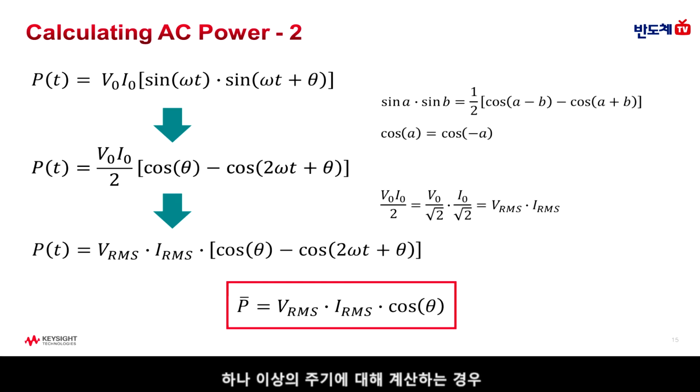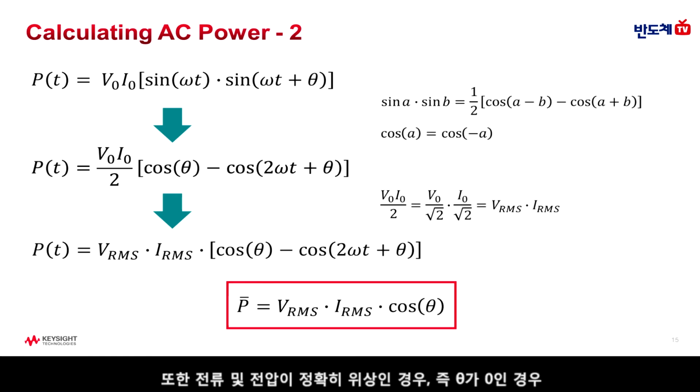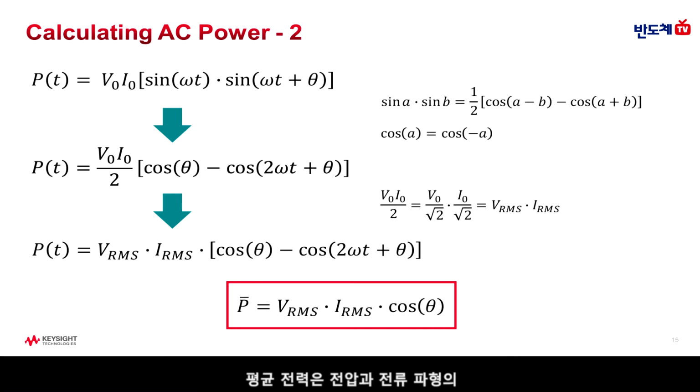Now, remember, of course, the average value of any sinusoid is 0 when you calculate it over one or more periods. So we can see that basically the average value of this is going to just reduce to the equation shown here at the bottom, which is the average power is the product of the two RMS values times the cosine of the phase angle between them. And of course, notice also that if the current and voltage are completely in phase, that is theta is 0, then the average power simplifies down to the product of the RMS values of the voltage and current waveforms.